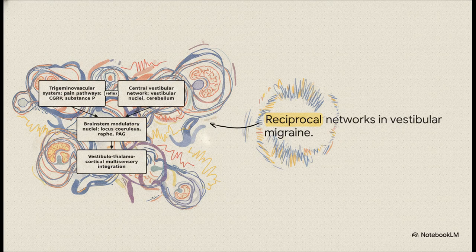Anatomically, what we're looking at is a really fascinating crosstalk. It's happening between the trigeminal-vascular system, your pain pathways, and the central vestibular network. They interact right through those brainstem modulatory nuclei, like the locus coeruleus and the periaqueductal gray. When you get transient dysfunction at these specific nodes, it gates the vestibular signals abnormally, and that's what creates that critical processing mismatch we just talked about.